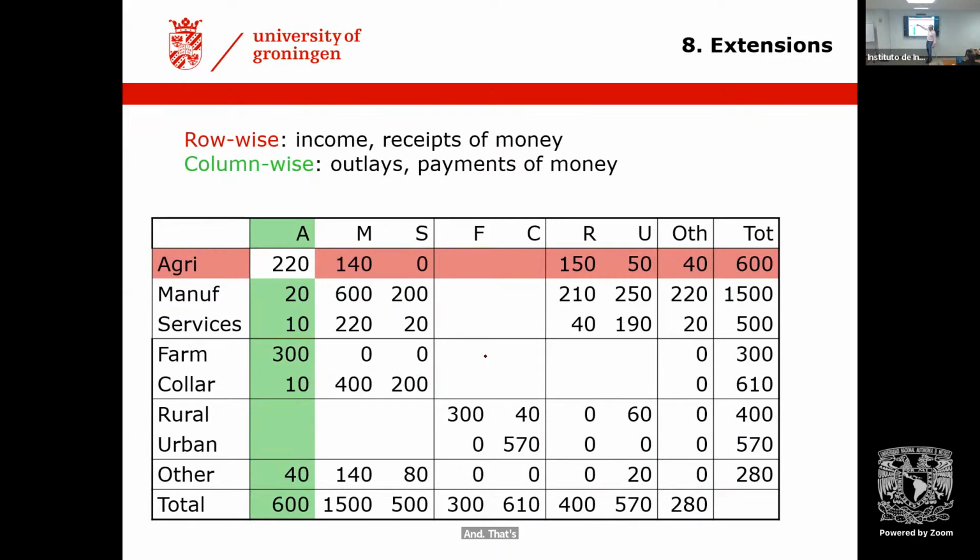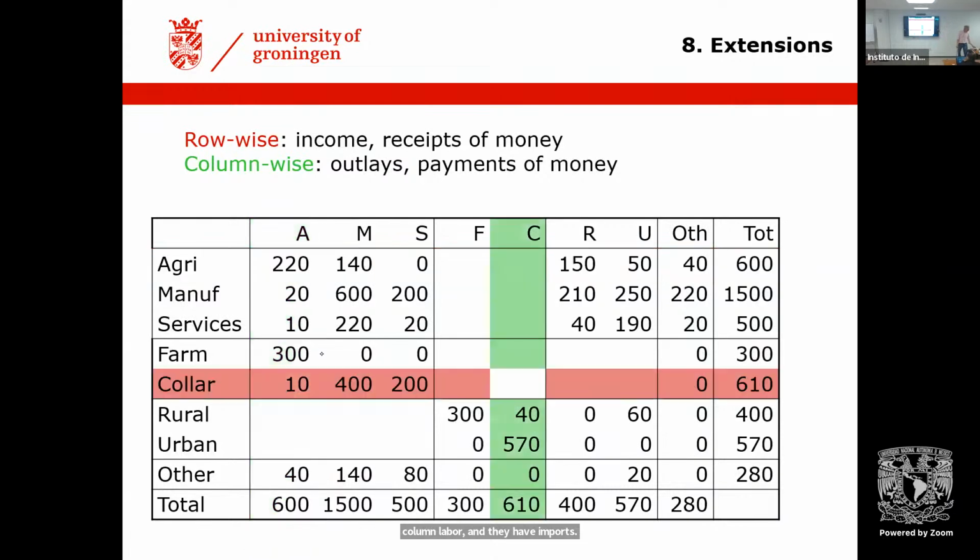How do they spend their money? They buy inputs, manufacturing and services. They buy labor, farm labor and blue collar labor, and they have imports. Same for the next set. These are the workers, the blue collar workers. There are a few of them in administration on the farms. A lot of them work in manufacturing and in services. And that's how they earn their money.